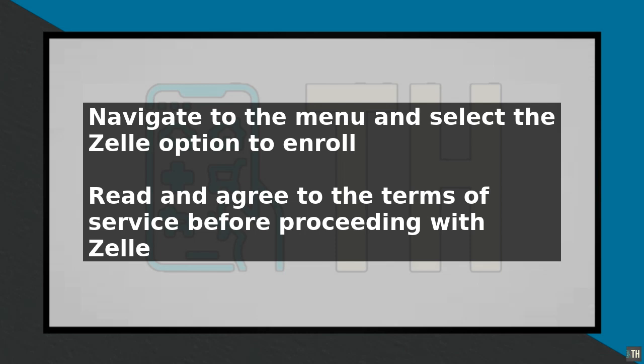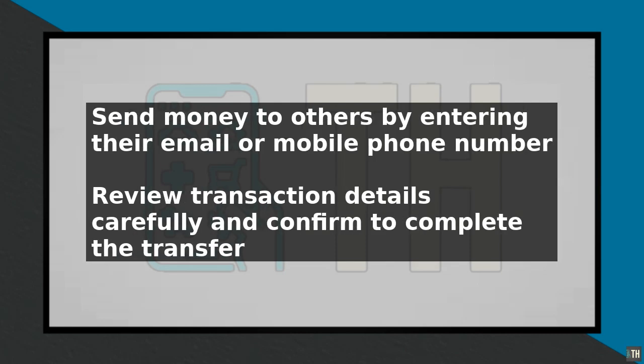Review the transaction details carefully to ensure everything is correct. Then confirm the transaction. To receive money using Zelle, the sender will need to have your email address or mobile phone number associated with your Zelle account. When someone sends you money, you will receive a notification, and the funds will be deposited into your America First Credit Union account.